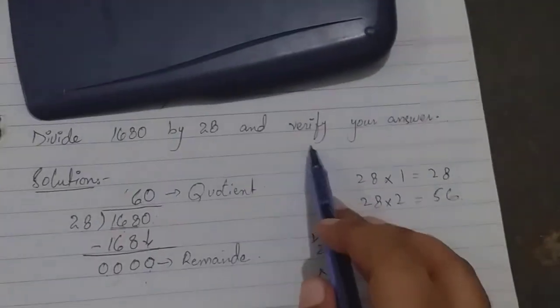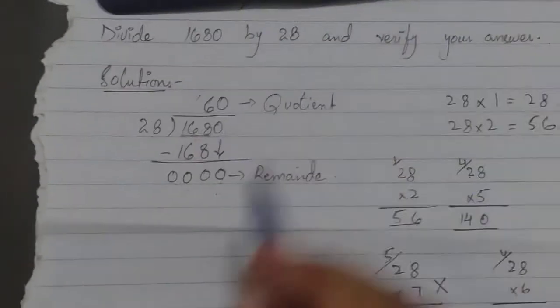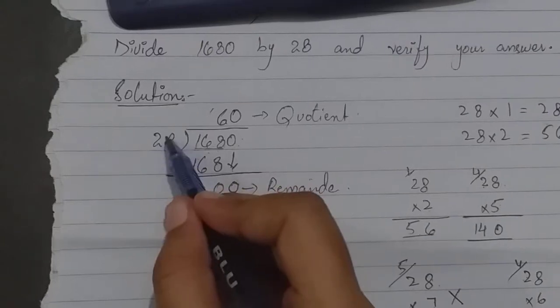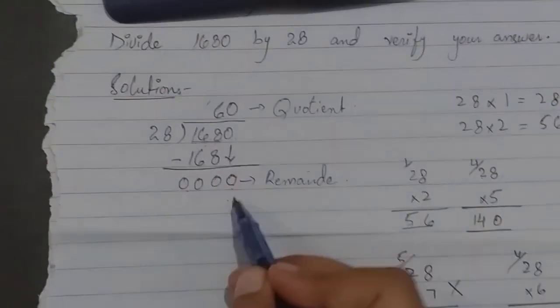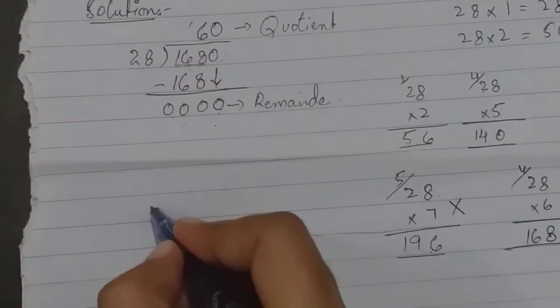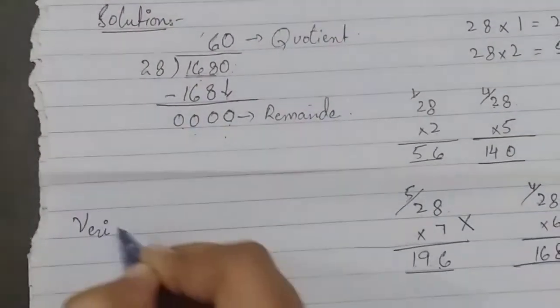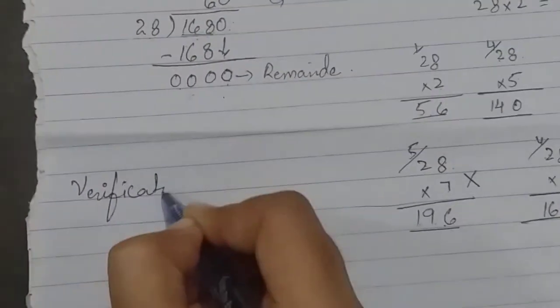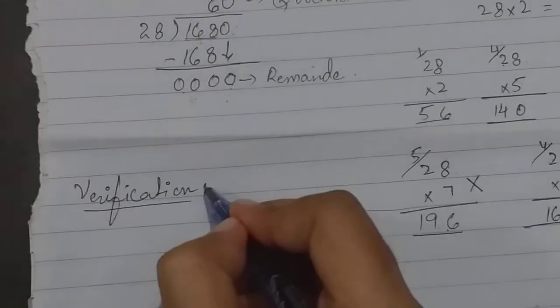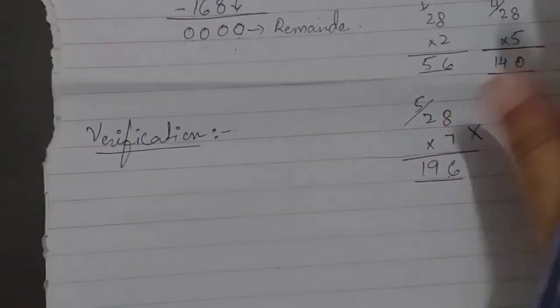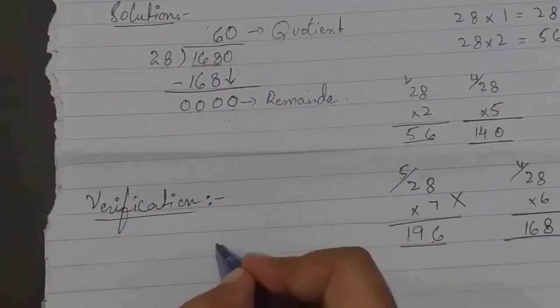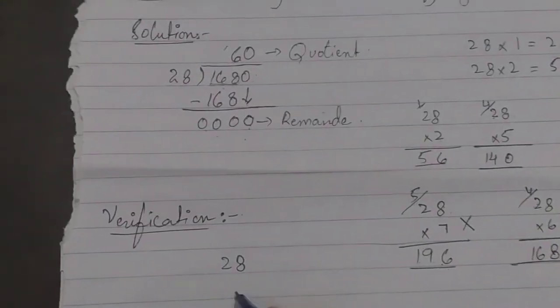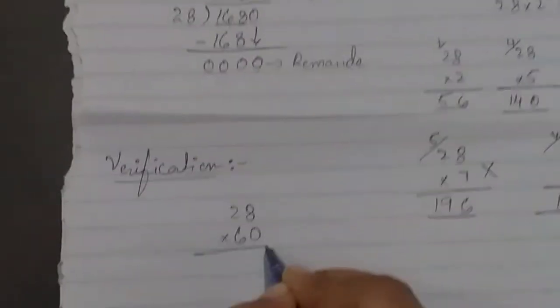Now again, what you have to do is verify your answer. You will multiply your divisor with the quotient and then add the remainder. Now let's verify. Verification. We are verifying our answer. We will multiply the divisor with the quotient.